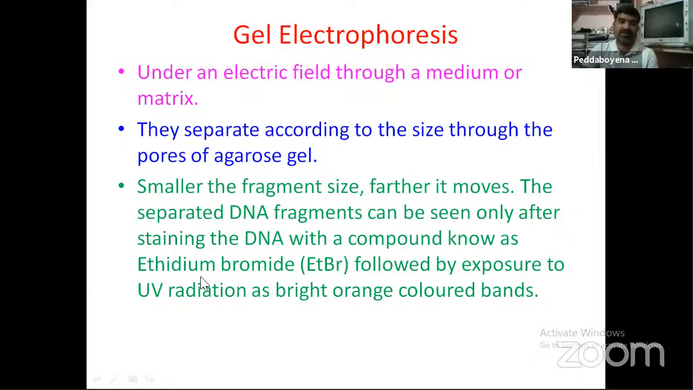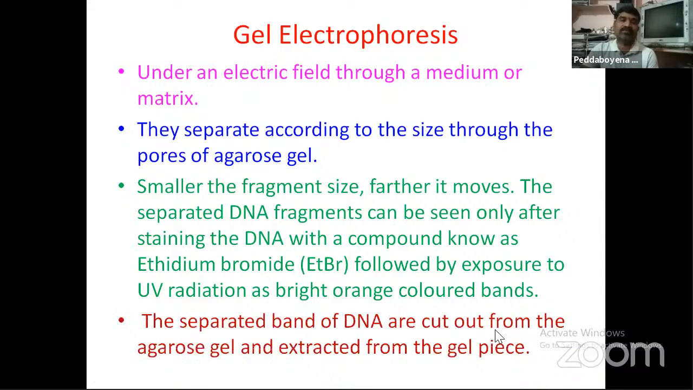This chemical name is very, very important. What is that? Ethidium bromide. So what is ethidium bromide? It is followed by exposure to UV (ultraviolet) radiation, and bright orange colored bands can appear. So the separate bands of DNA are cut out from the agarose gel and extracted from the gel pieces.